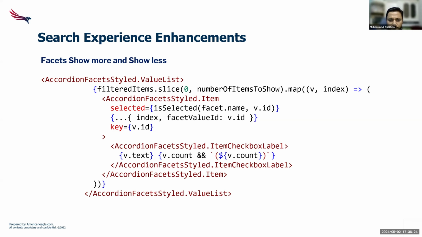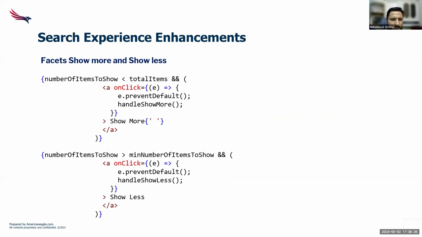And moving forward, these are the anchor tags for show more and show less. As you can see, handle show more and show less methods are being called on the click event of these anchor tags. So these were a couple of enhancements which we did from our side to create a good user experience.